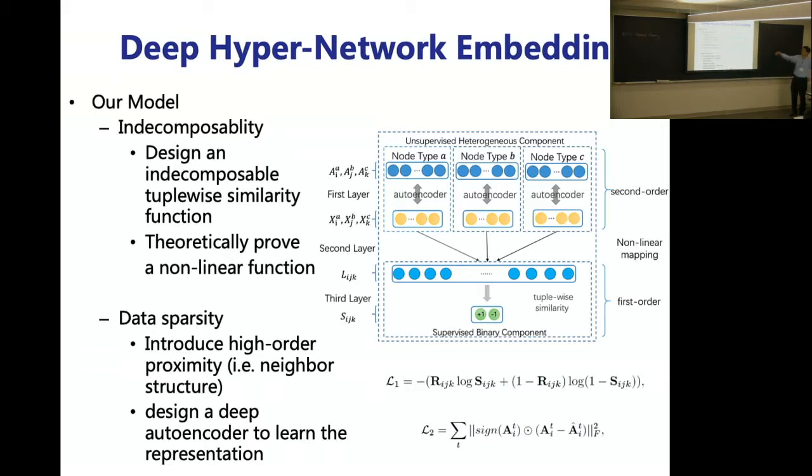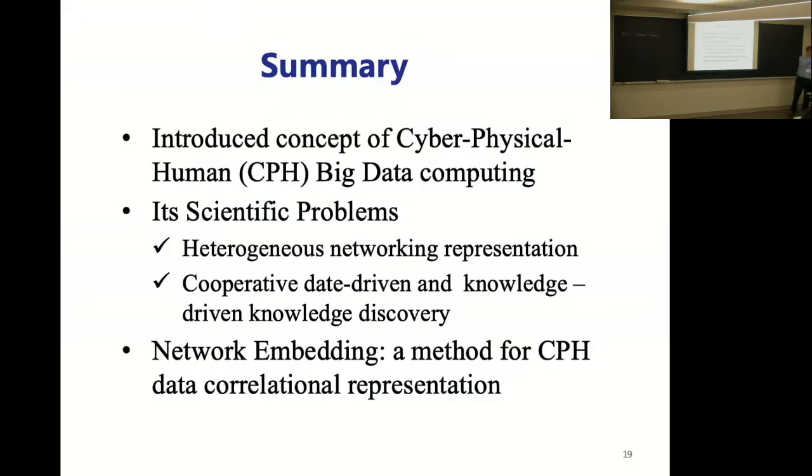So it turned out that this work can solve the hypergraph embedding problem by defining what we call the tuplewise similarity function, and also using first order structure-preserving similarity approximation, and also second order. So we use both. I think my time is out.